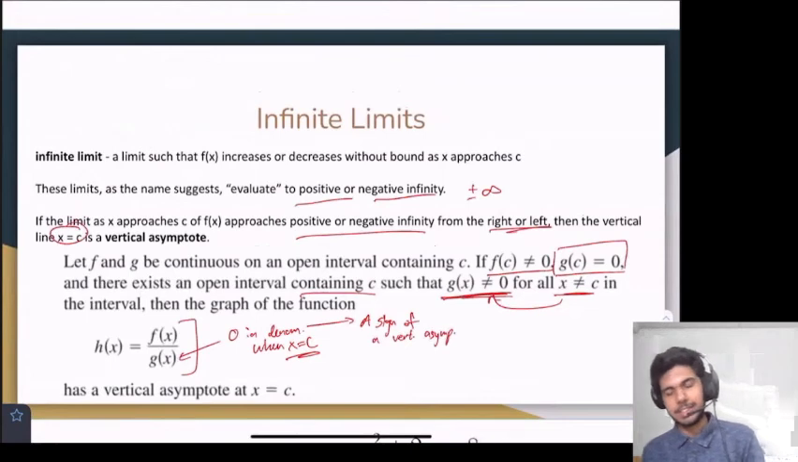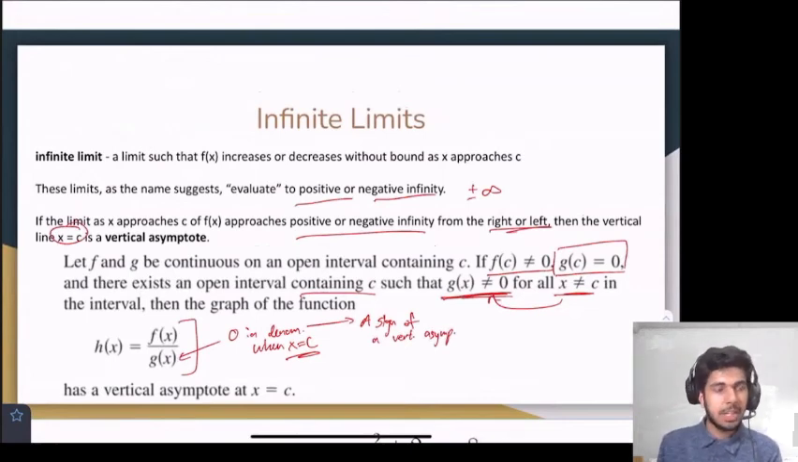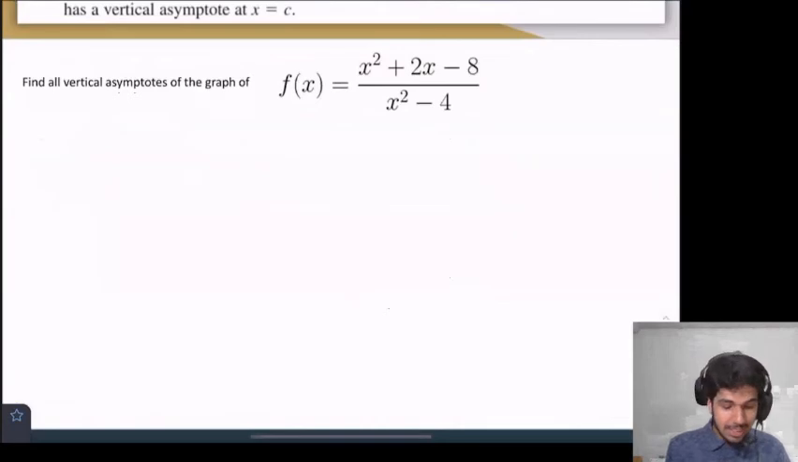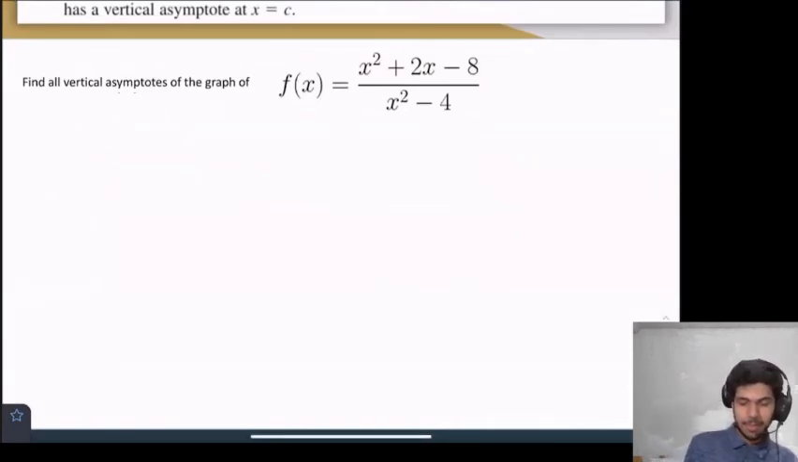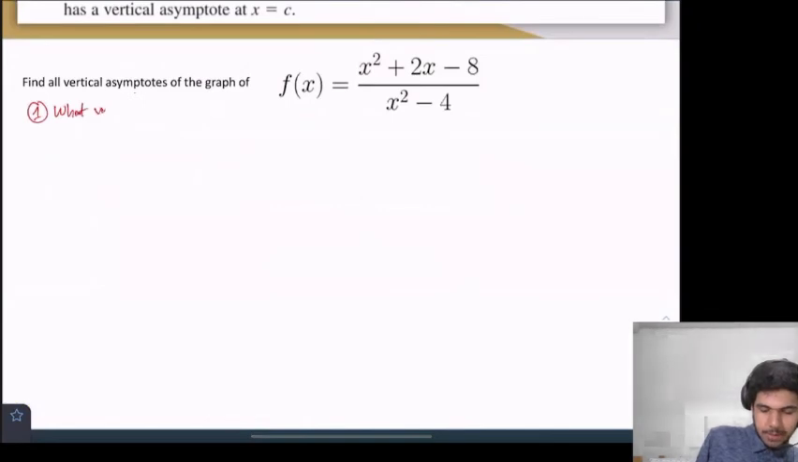I'll abbreviate some words just to save time. But generally, if we see that the denominator equals 0 at some value, then there is a chance that that value has a vertical asymptote. It's not guaranteed, but it's possible. So we want to find all vertical asymptotes of the graph of f of x equals that. First, let's just see what values make the denominator equal to 0.